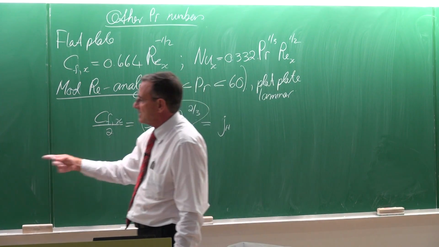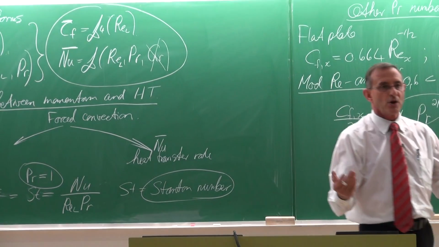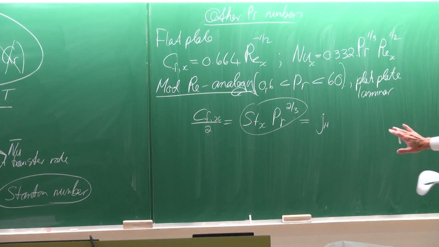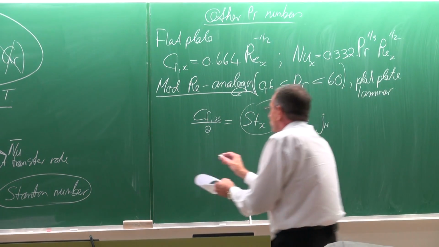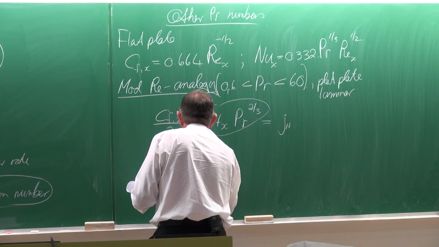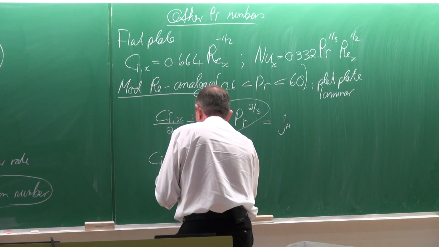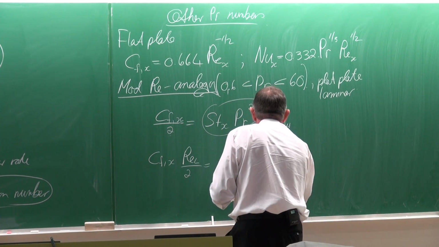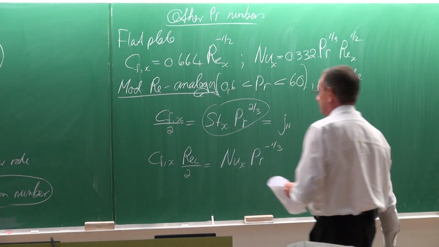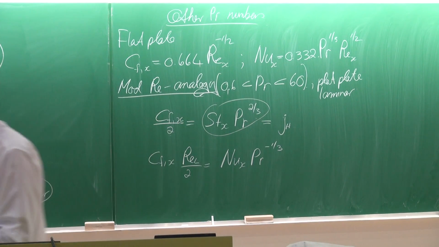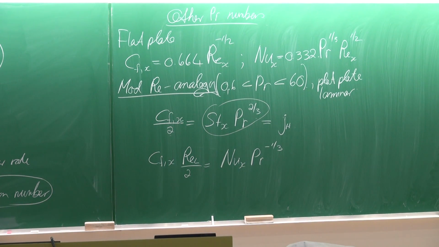Stanton you can write as Nusselt divided by Reynolds times Prandtl. That is one format in which you can write it, or you can also write it as Cf,x multiplied by Reynolds L divided by 2 is equal to Nusselt x Prandtl to the minus 1/3. Those are the two formats given in your textbook, for a flat plate and laminar flow.